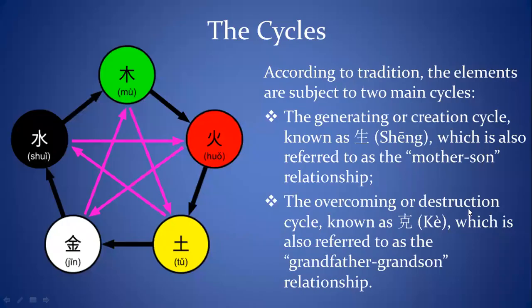Whereas the overcoming or destruction cycle is more fruitful to think about this way, as a grandfather-grandson. So it's not about destroying, it's about passing on. So a grandfather passing on the mantle, so to speak, to the grandson. So the grandfather is the one diminishing, and in diminishing is passing on that energy to the grandson. So sort of similar, but slightly different kind of concepts of the movement, the flow of movement.